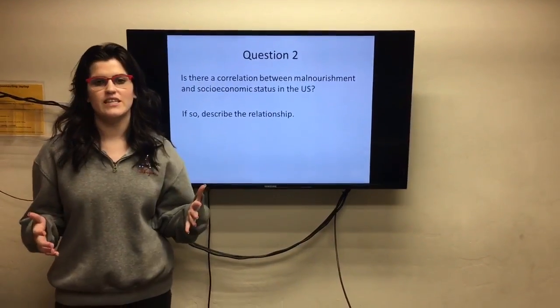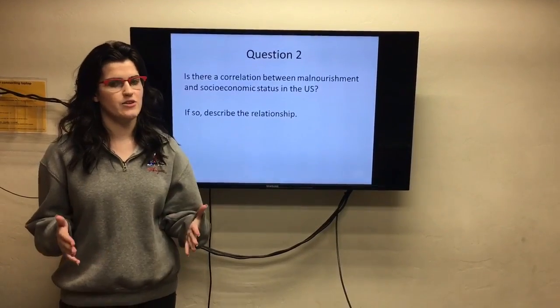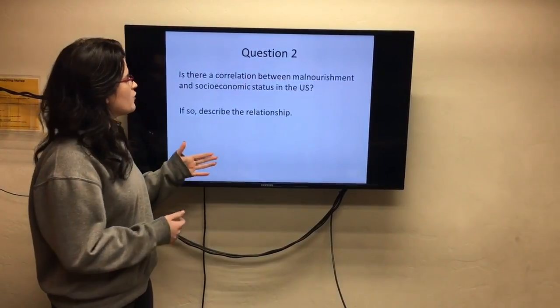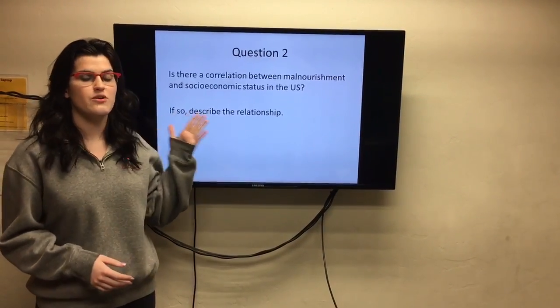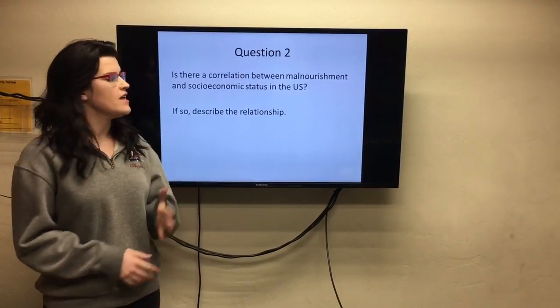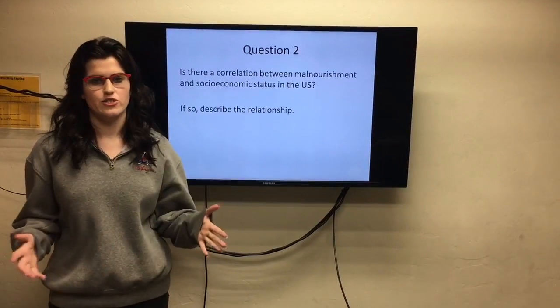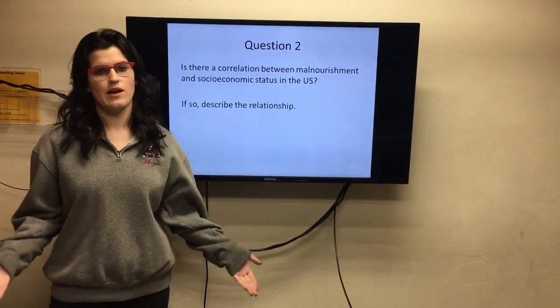Alrighty, now for question 2. It has been presented that there is an issue with obesity in the United States. But the second question is, is there a correlation between malnourishment and socioeconomic status in the United States? If there is, describe the relationship. If there's not, explain why.